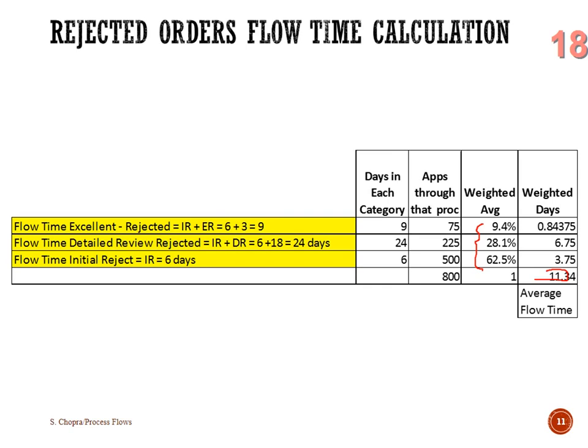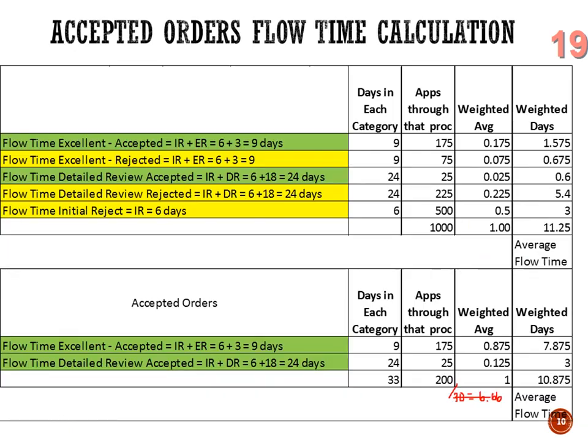Where is that second column coming from? This apps through that process? Yeah. Okay. It is coming through here.